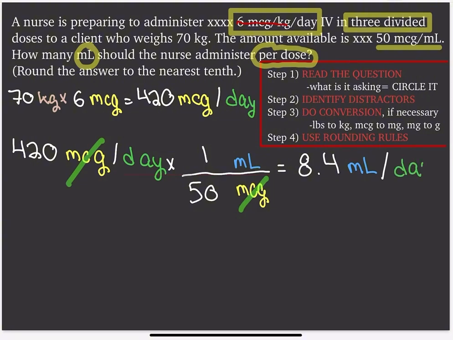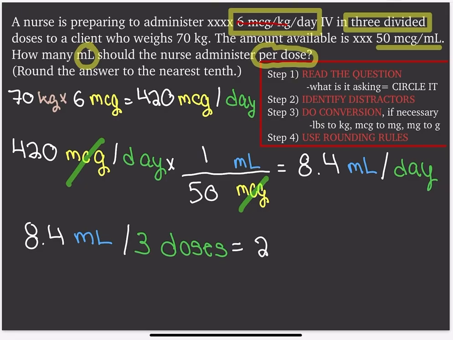The question is asking how many mL should the nurse administer per dose. So if the patient is receiving 3 doses, we need to divide the amount of mLs by the amount of doses received each day. So it's going to be 8.4 mLs divided by 3 doses. And that's going to give us 2.8 milliliters per dose. And that's our final answer.